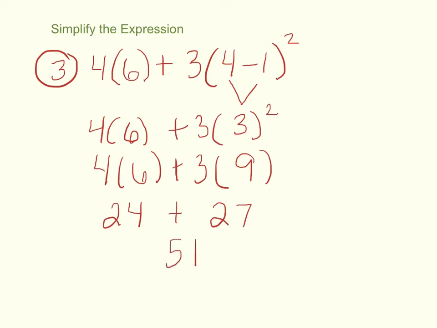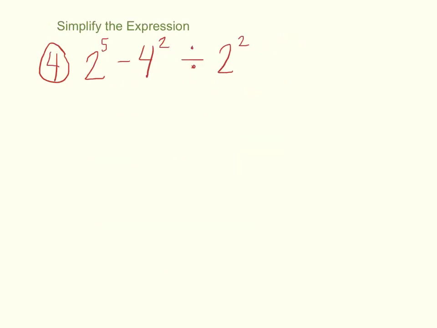Alright, let's try another one. 2 to the fifth minus 4 to the second divided by 2 to the second. Okay, you have three different exponents. Okay, there's no parentheses, so we're going to go to the exponents. So we're going to just do them from left to right.